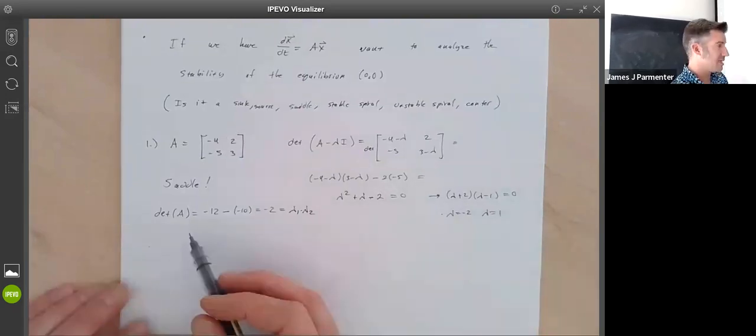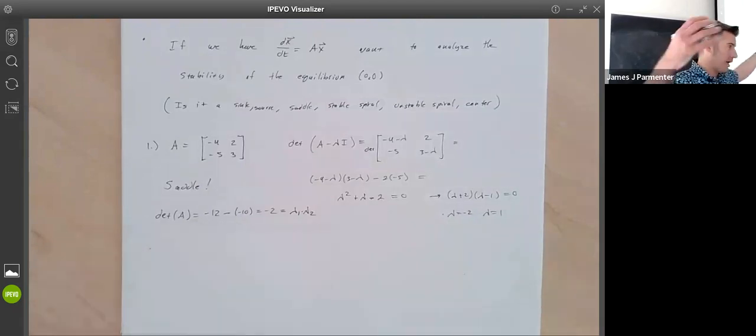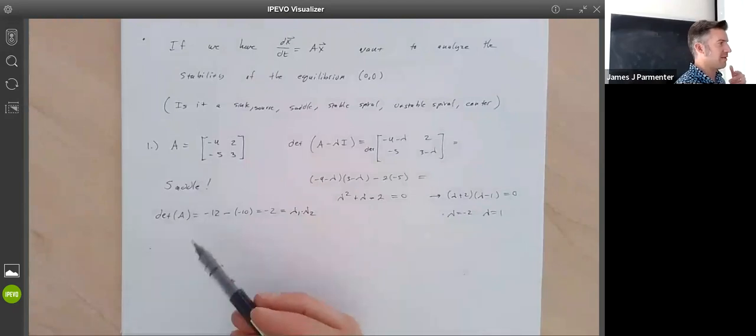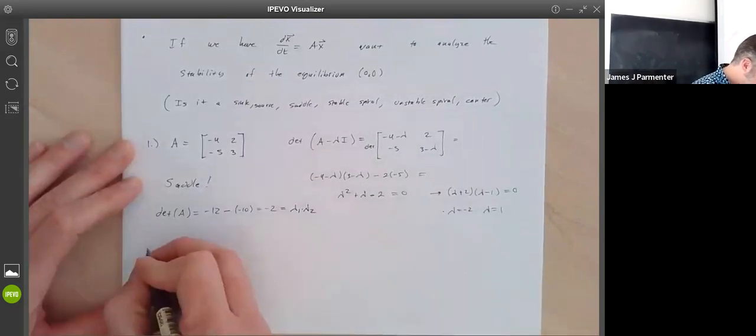Now, if the determinant had been positive, then I would go look at the trace, because if the determinant's positive, you don't actually know. This is really only great if the determinant's negative. If the determinant's positive, there's a little more to do, but we can talk about that too. So let's look at another one.